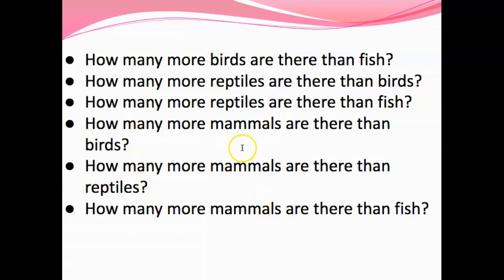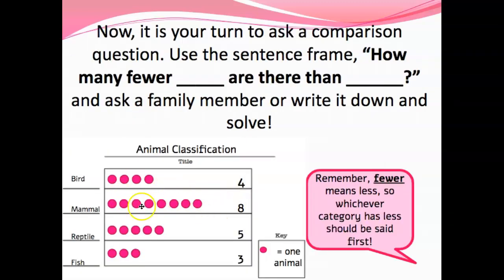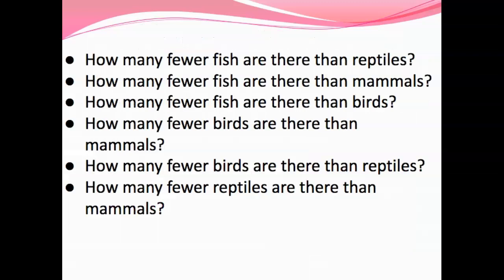So hopefully your answer was one of those. If not, go back and look at the chart to see where you got confused. Remember that the larger category should come before the smaller in a how many more question. And then for both of these questions, you should have solved using subtraction.